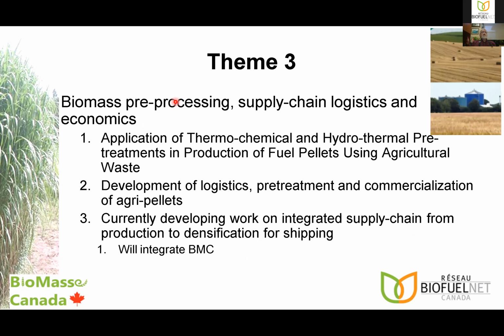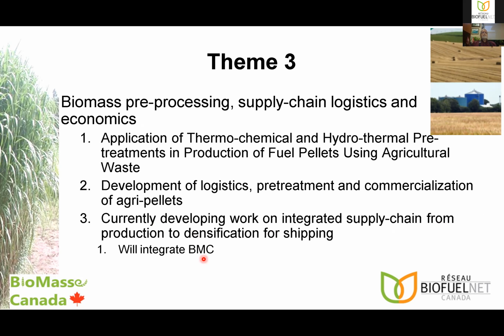Theme 3, we're into supply chain logistics, et cetera here, and a certain amount of pre-processing. So a lot of thinking around pelletizing here. That's on the wood pellet side, on the forestry side. This has been quite successful. So we're now looking at potentially doing this on the agricultural side to a greater degree. So both of these 2 are on pellets of one sort or another. And then we are right now putting one together on looking at supply chain, and in this case, right from production of biomass material out to densification for shipping. So it covers pretty much all aspects of what we do in one way or another. So it helps integrate Biomass Canada.